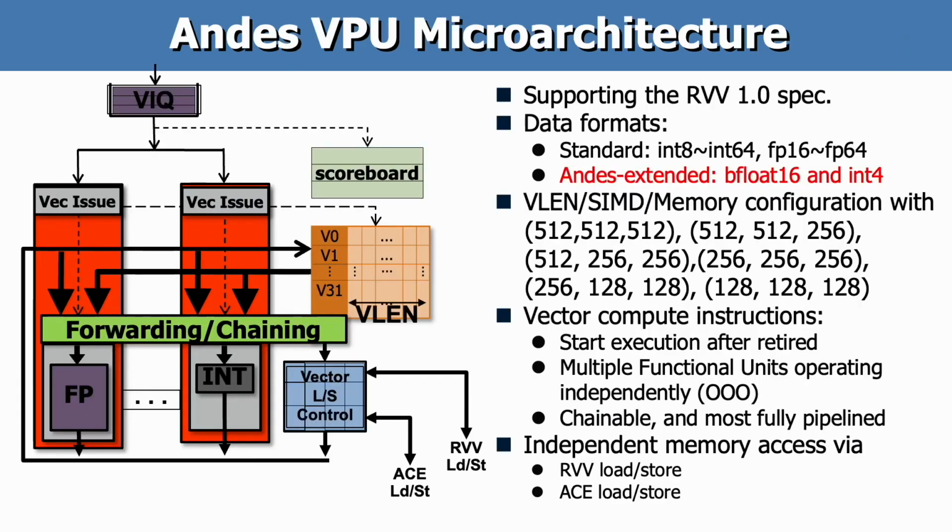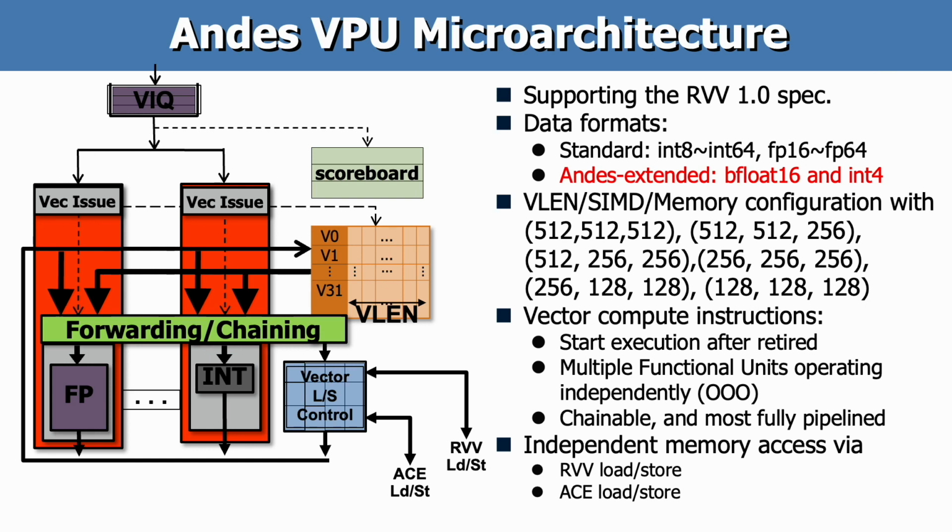Let's look at the vector processor in more detail. Our vector processor supports RISC-V Vector 1.0 spec. We support all the data types from integer and floating point, and we added two more data types, bfloat16 and int4. Now, our vector processor is very configurable from 512 bits all the way down to 128 bits, depending on your area, power, and performance budget.